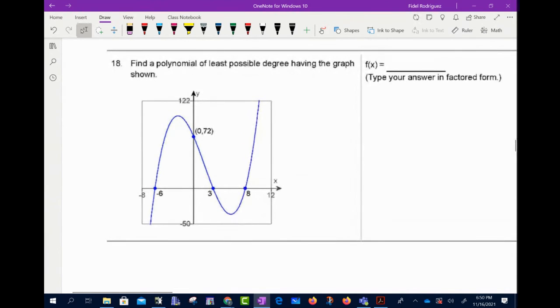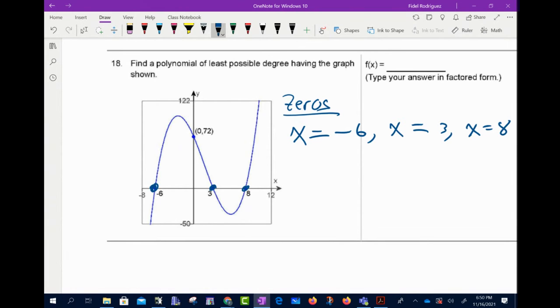So I want you to look at the graph. If we look at the graph, right here, 1, 2, 3, I see 3 x-intercepts. Those x-intercepts, y'all, are the same thing as the zeros of the function. So look what we have. We have our zeros. I'm going to write them out. X equals the first one, -6. X equals the second one, 3. X equals the third one, 8. The x-intercepts are the same thing as the zeros.